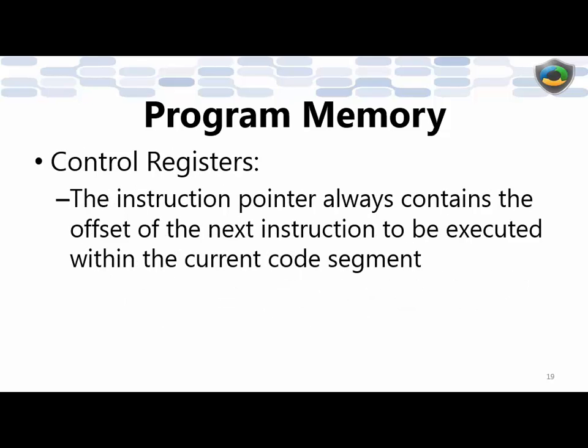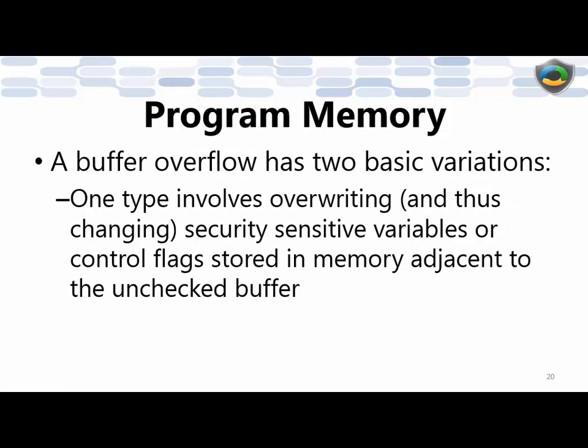And control registers, as mentioned, the instruction pointer always contains the offset of the next instruction to be executed. So that's the key thing when you're working with a buffer overflow: the attacker is trying to manipulate this instruction pointer so that rather than the next instruction of the code that's supposed to be executed, they can determine what instruction will indeed be executed.